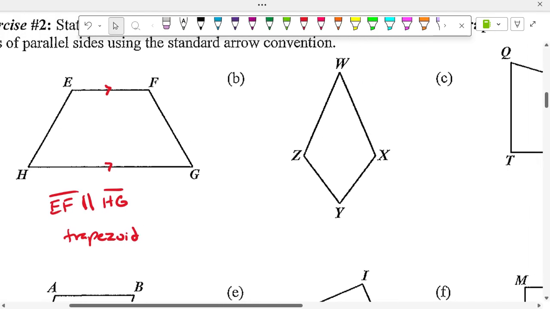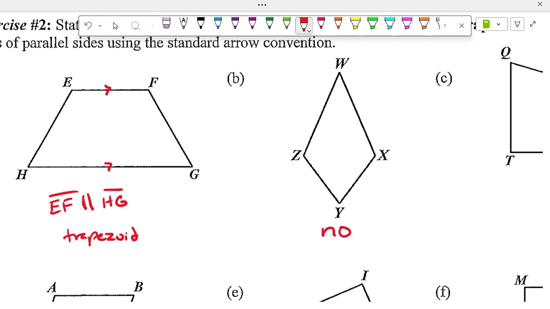What about B? Does it appear there are parallel sides? No. So that's probably not a trapezoid. What shape could it possibly be? It could be a kite. So it could possibly be a kite, but it's not a trapezoid.